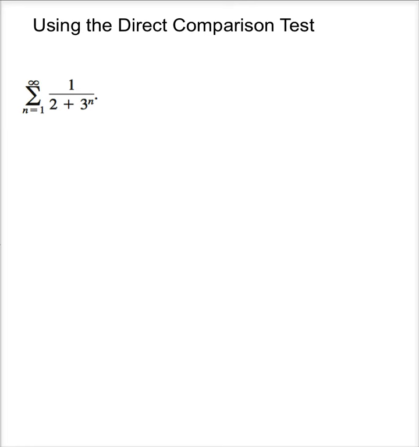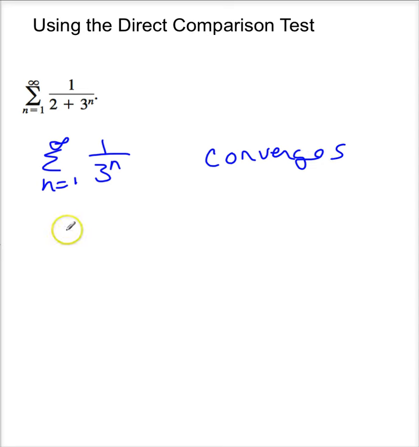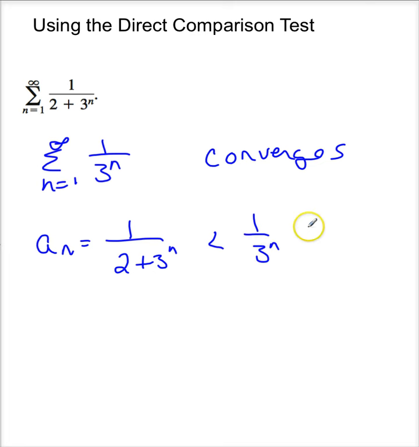Let's look at this. Suppose I have the sum as n goes from 1 to infinity of 1 over 2 plus 3 to the n. Well, this isn't a geometric series, but I do know that the sum as n goes from 1 to infinity of 1 over 3 to the n is geometric, and it does converge. Now, let me look at a sub n equal to 1 over 2 plus 3 to the n. And I'm going to show you that this is less than 1 over 3 to the n.